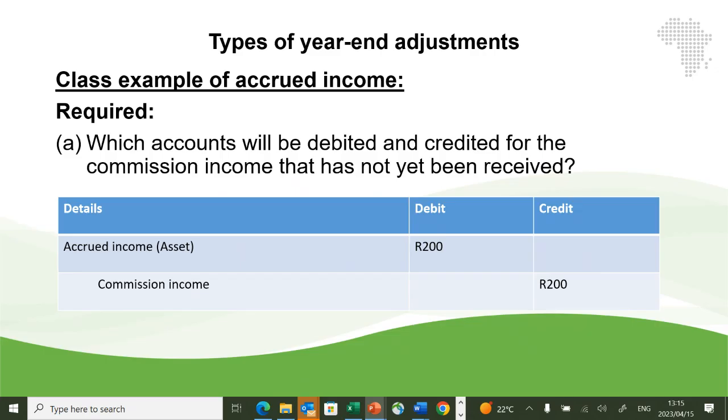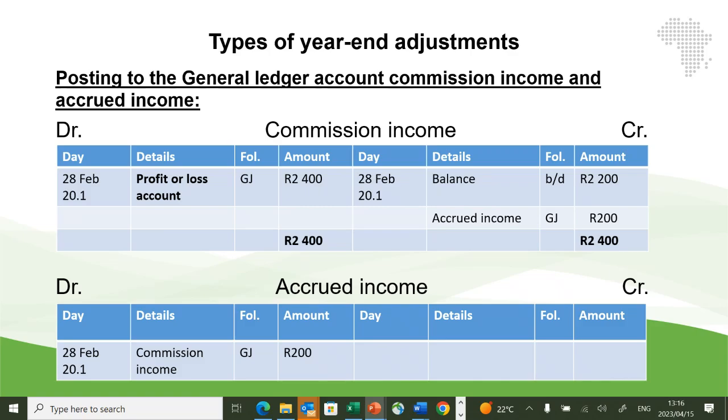And then when we see this year-end adjustment that we have done here, we said commission income should also be credited by 200. We go to the credit side of the commission income. We credit that 200. And what do we write here is the description, accrued income. So when we credited commission income, we debited what? Accrued income. So you can see already that the credit side is 2,400, but there's nothing on the debit side.